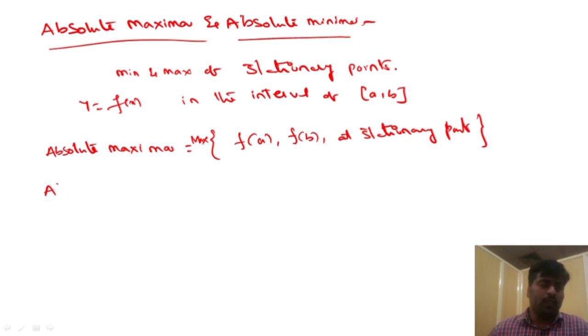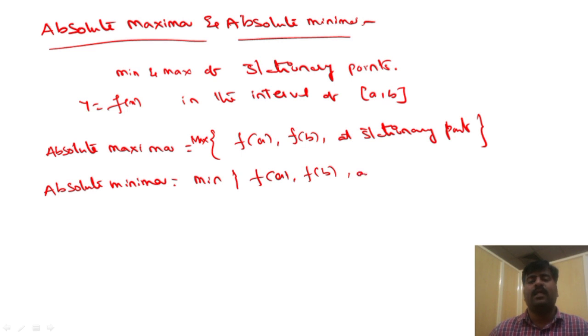Similarly, the absolute minimum is the minimum of f of a, f of b, and the values at the stationary points.